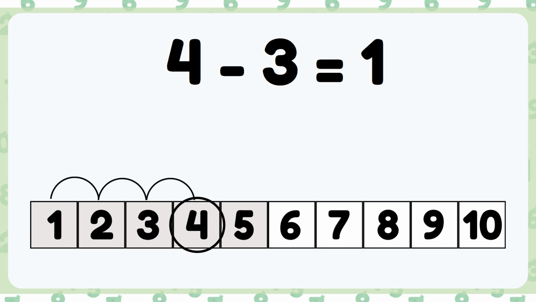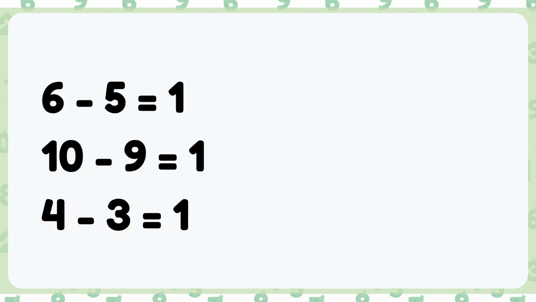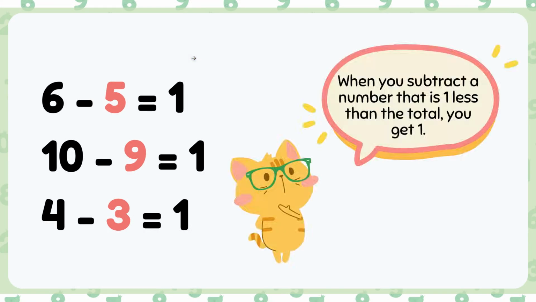Okay, now you know what I'm thinking is our learning goal said we need to figure out what happens when we subtract 1 less. And look, do you see any patterns or anything that looks the same? Every time we subtract 1 less from the total, what answer are we getting? Yes, we're getting 1 every single time. See how 5 is just 1 less than 6? 9 is 1 less than 10. 3 is 1 less than 4. And every single time we're getting 1. So we could say when you subtract a number that is 1 less than the total, you get 1. Every single time that will be true.